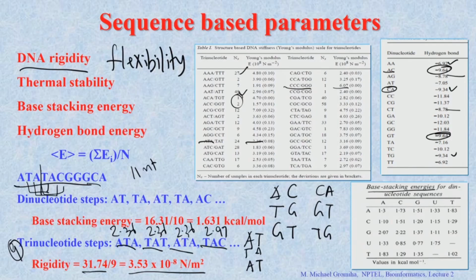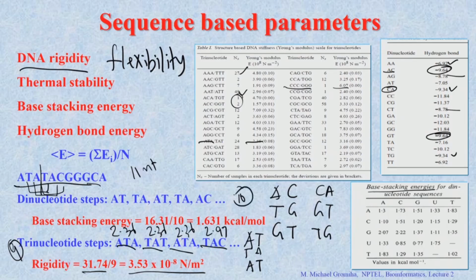Now, if you want the base stacking energy, we have the data for dinucleotides. Here we have data for trinucleotides, and here we have data for dinucleotides. So we need to divide this DNA sequence into overlapping dinucleotides. How many dinucleotide steps will you have? N minus 1. So N is 11, and in total you will get 10.